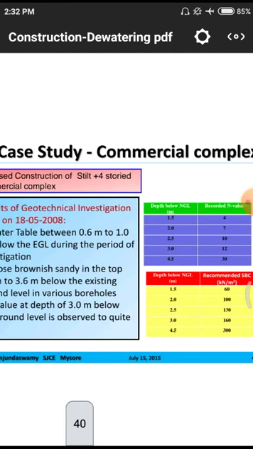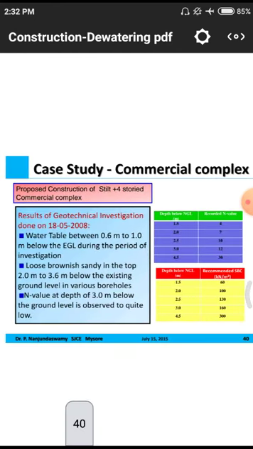Okay, what is the case study? What are they doing on a particular site? The proposed construction is a plus 4 storied commercial complex, so it is not a completely residential building, it is a commercial building. Commercial means those related to markets. Normally we observe different shops or other working places related to business, all located in a single apartment-like structure. Those are called commercial complexes.